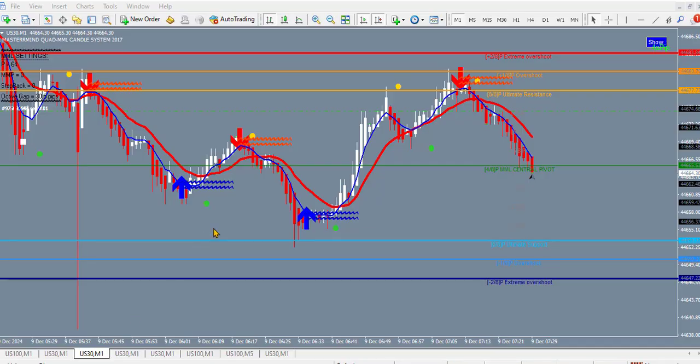Each time I want to enter a trade, what I look out for is this upper zone and this lower zone here, and these are the middle zone. So I like my other indicators to confirm these indicators either at the upper or at the lower zone.